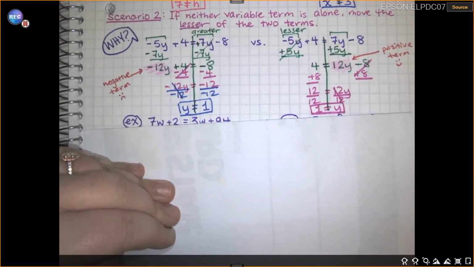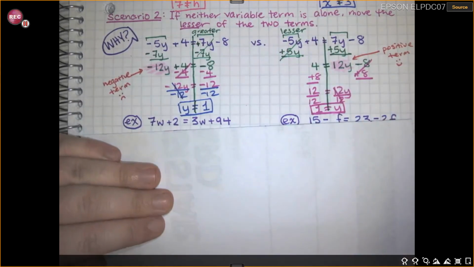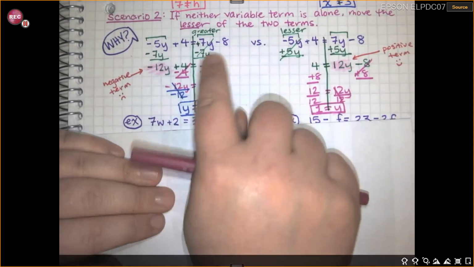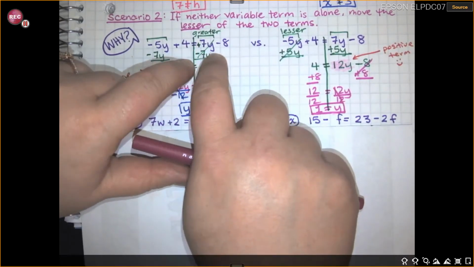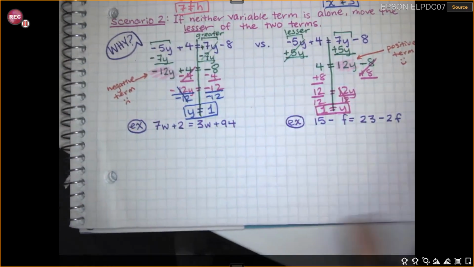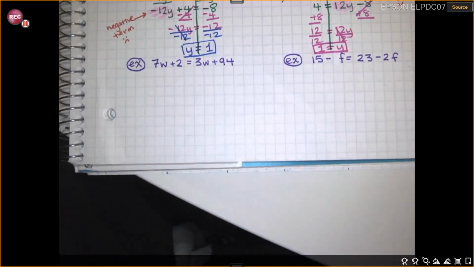It makes me happy. So, up here, if something's alone, you got to move it where it's alone. But neither of these were alone. This one had a plus 4, so it had a friend. This one had minus 8, so it had a friend. Okay, so let's just do 2 more examples.